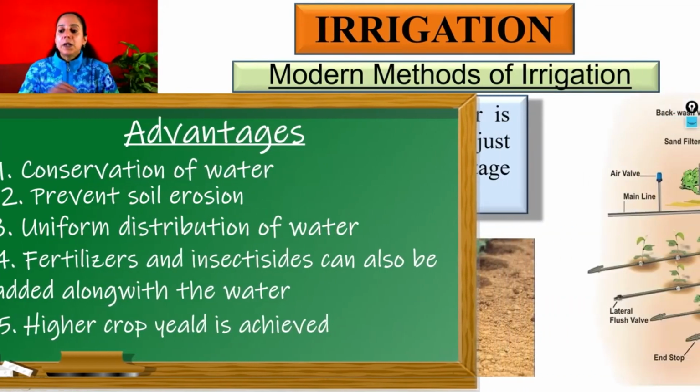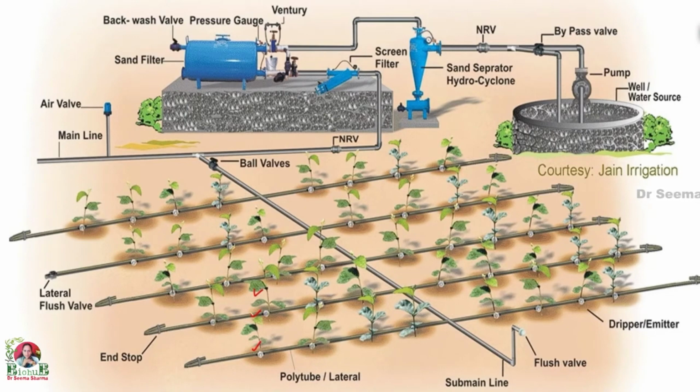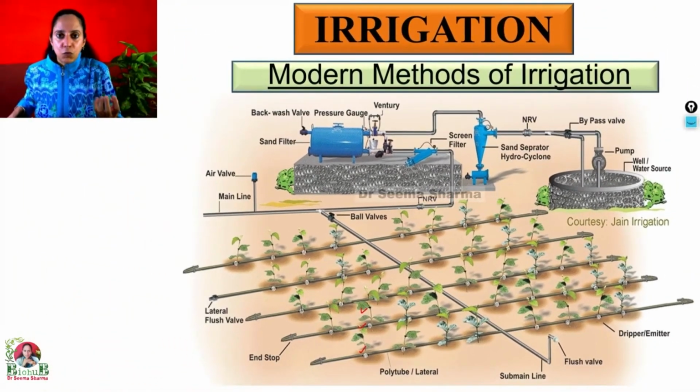But every farmer cannot go for this because it's not very economic. A lot of investment is required in the basic setting of this system. So a small scale farmer cannot go for this, but a large scale farmer can invest in this and he can get a good yield irrespective of the amount of water and irrespective of the nature of the soil.